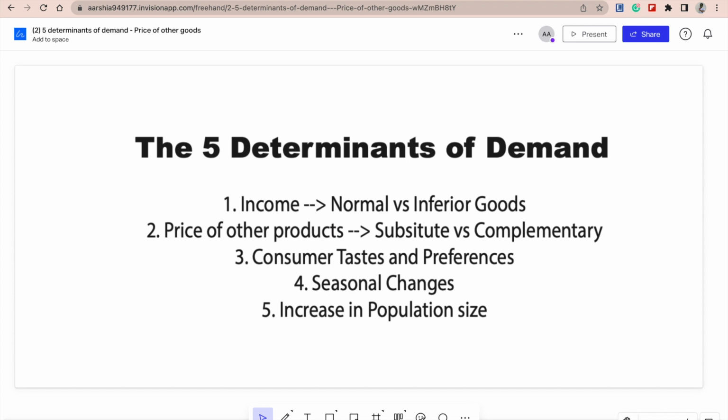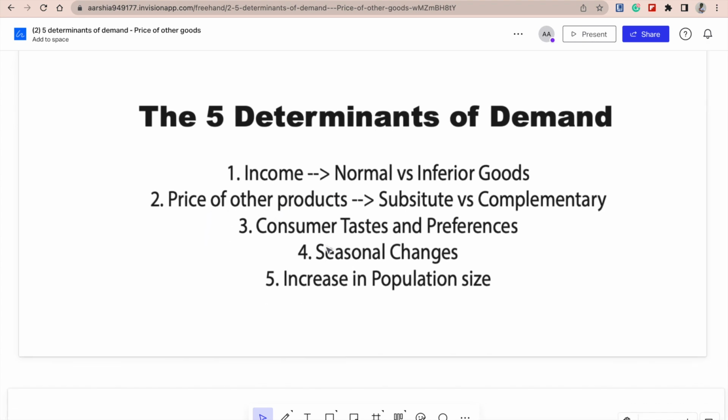Determinants of demand. For a quick recap, the 5 determinants of demand are income, prices of other goods, consumer tastes and preferences, seasonal changes, and an increase or decrease in population size. So today, as promised, I'll be talking about the price of other products.